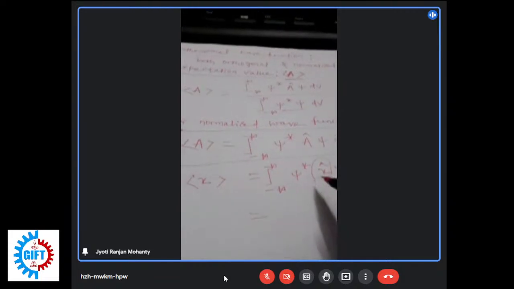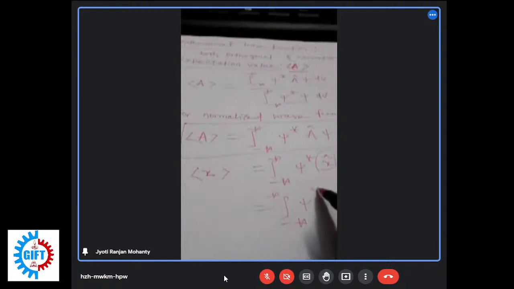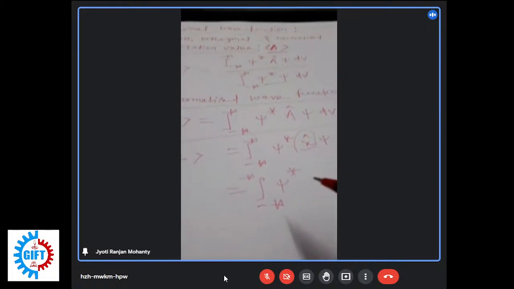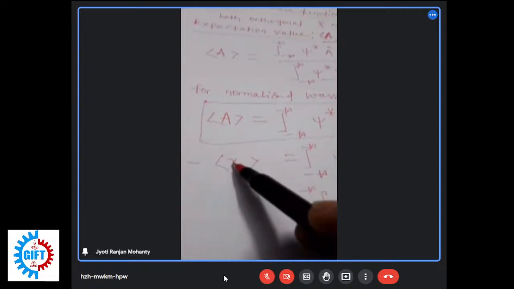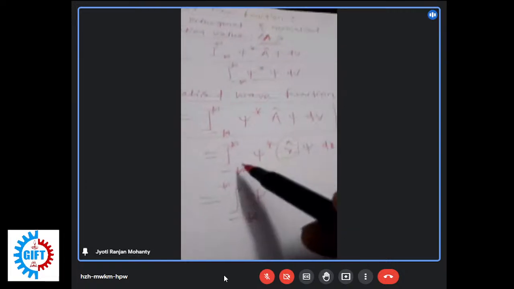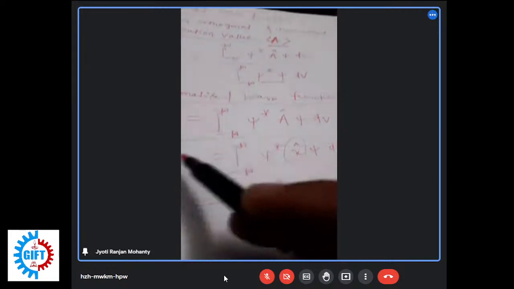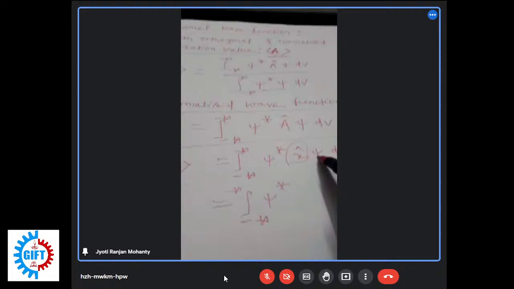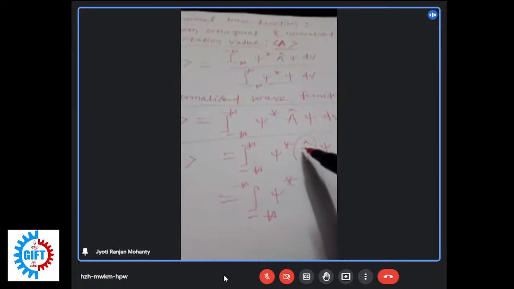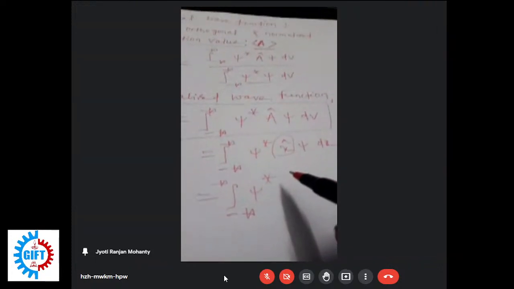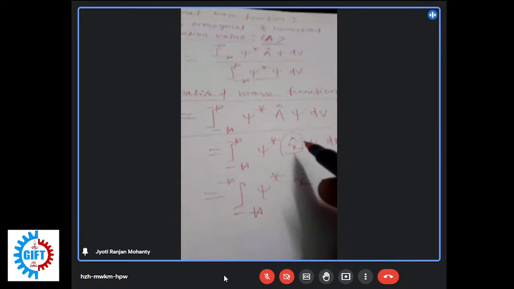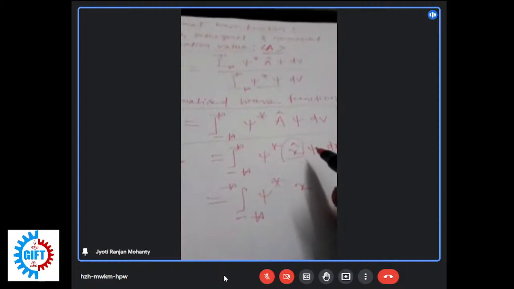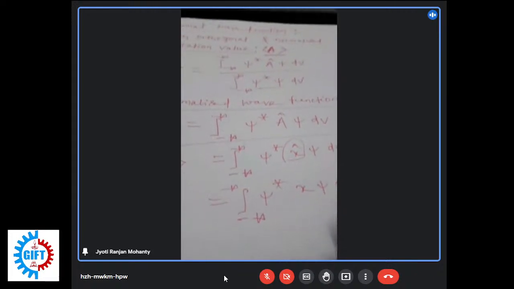Now what is the x cap operator? Who can say? I have taken the expectation value of x, so I have to put x cap, the operator of x, in the integration of psi star x cap psi into dx. What is the value of x cap? X. Very good. See your previous notes: we have written x cap is equal to x, y cap is equal to y, z cap is equal to z. So x psi into dx.